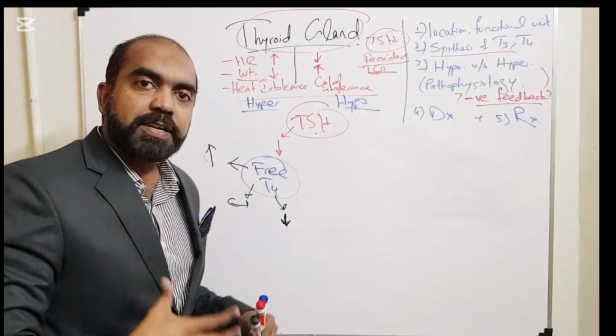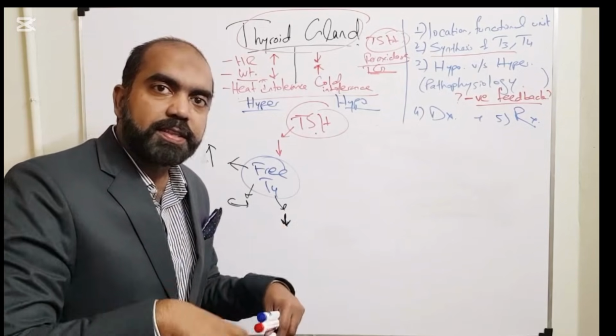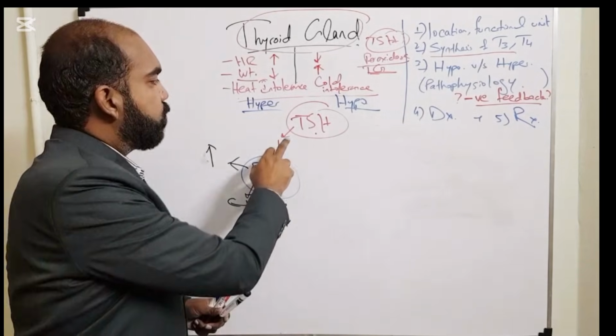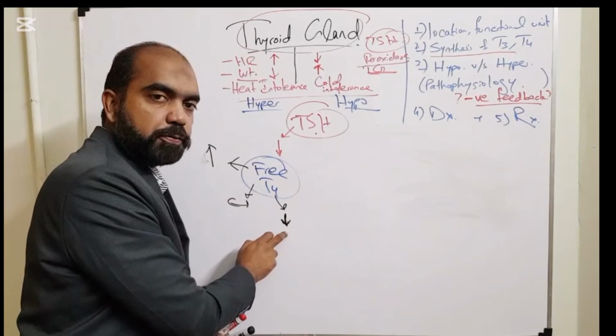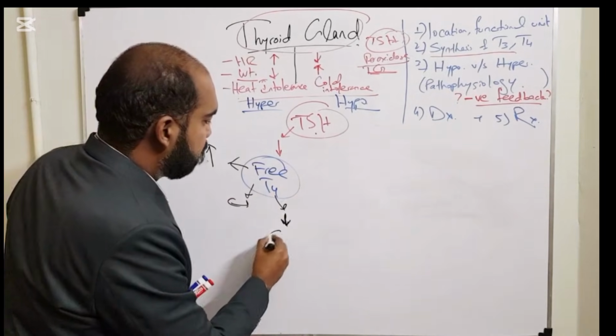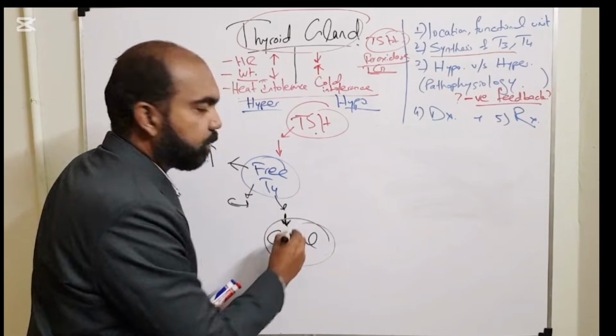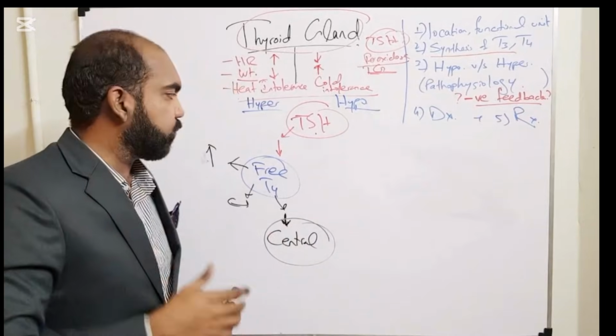What does primary mean? There is a primary abnormality within the thyroid gland. And if there is decreased TSH with decreased free T4, then we would say there is a central problem. The central problem means inside the brain, usually the pituitary gland.